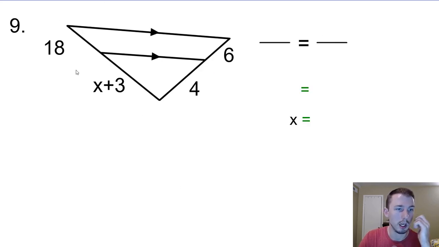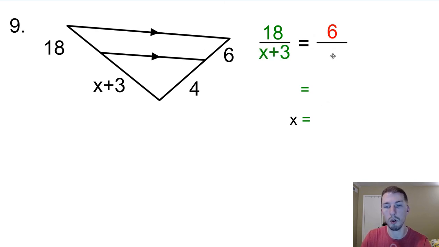All right, number 9. So side splitting theorem, again, we know these corresponding angles are going to be congruent, and this angle is the same as well, and then these angles over here are going to be congruent as well. So these are similar triangles, meaning the extension is proportional to the other sides. So lots of ways we can set it up. I'm going to say 18 goes to 6, just as x plus 3 goes to 4.